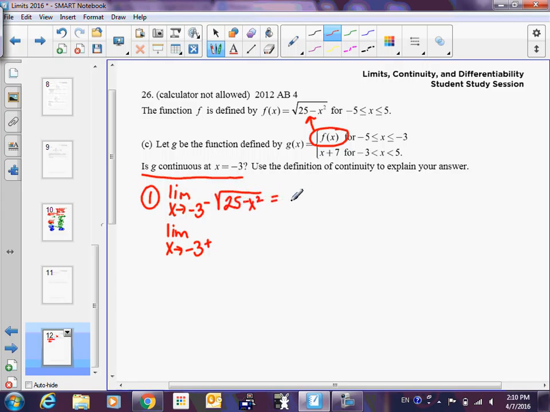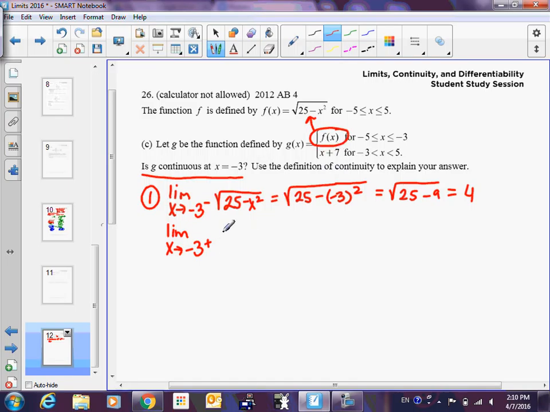So what we're going to do is we're going to plug -3 into this function. Now, I see a double negative. Does that mean plus? No. Why not? Yeah, there's an exponent in there, and PEMDAS says we got to do that exponent first. So it ends up being 25 minus positive 9, which is 16, which square root you get 4. So that's the left-sided limit.